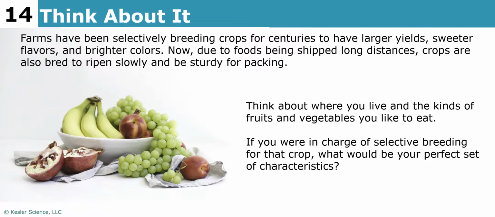So stop and think. We have had farms selectively breeding plants for centuries because we want higher yields, sweeter flavors, brighter colors. Due to foods being shipped long distances, we also bred some crops that are going to ripen slowly and be stronger for packaging. So think about fruits and vegetables where you live that you like to eat and stop and think, what are some things you would do if you were breeding the perfect fruit or vegetable for you, right?